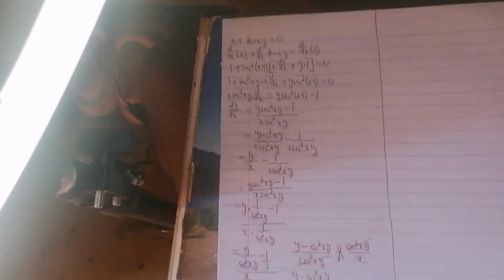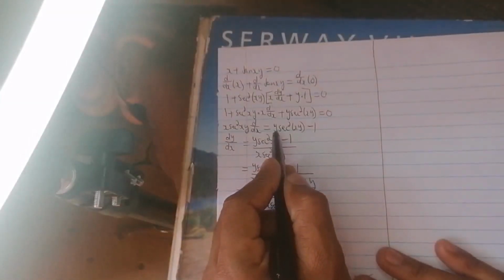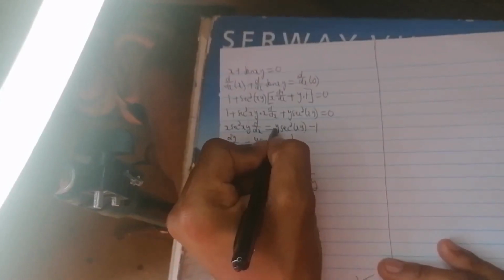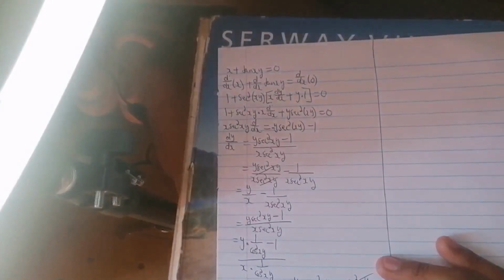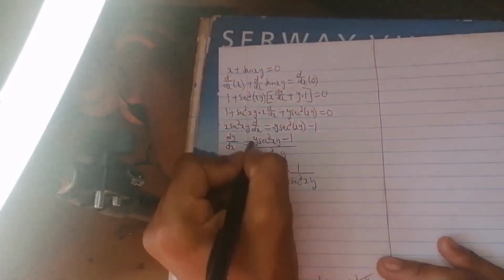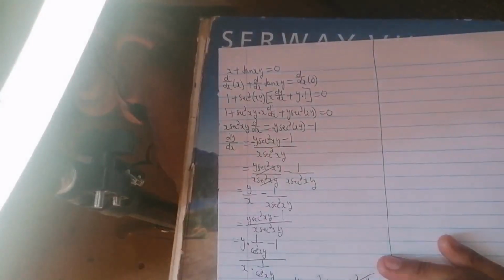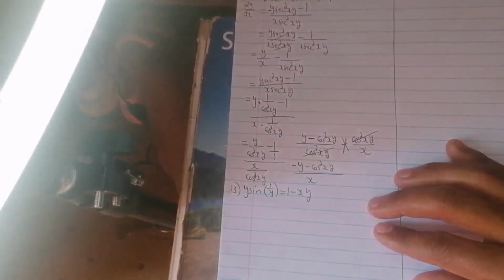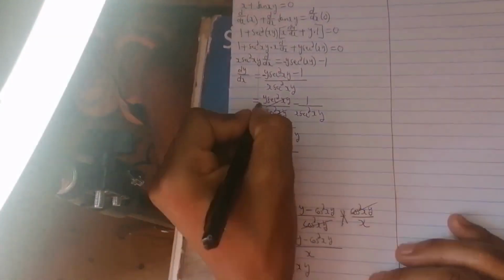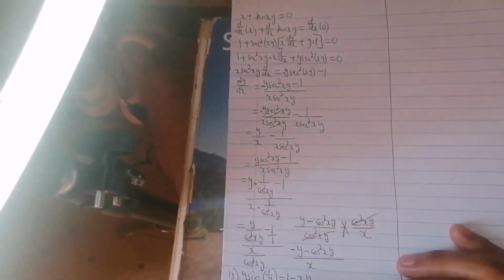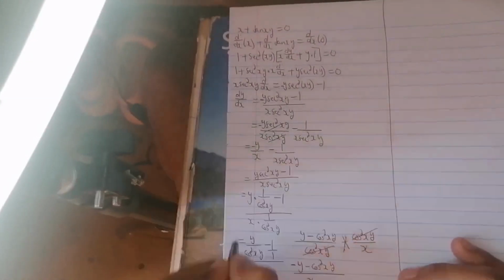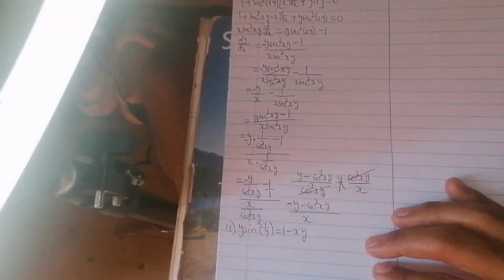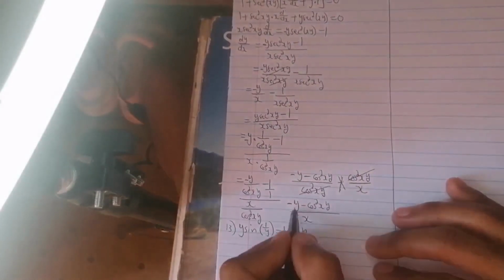Can you see my mistake here? When I take this to the other side, this should be negative. So you are going to end up with a negative here. This is the mistake that I have done. This is a very, very serious mistake. There's a minus there, so I will have this, and you end up with this.